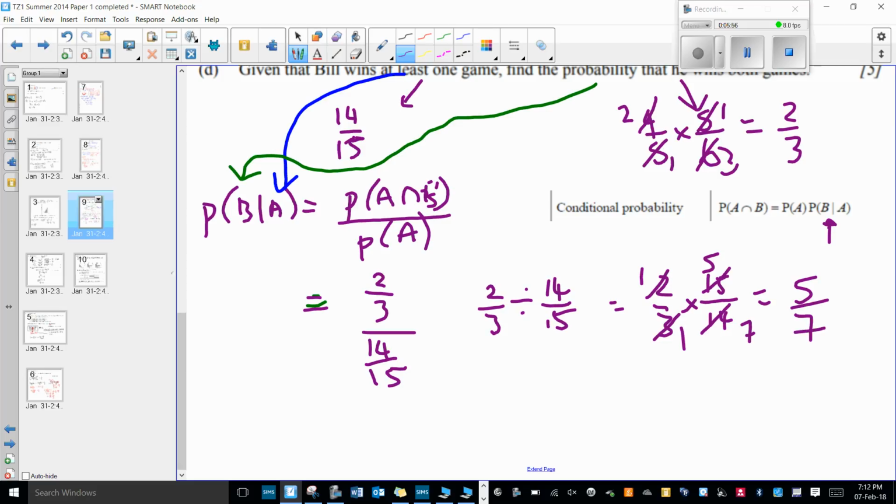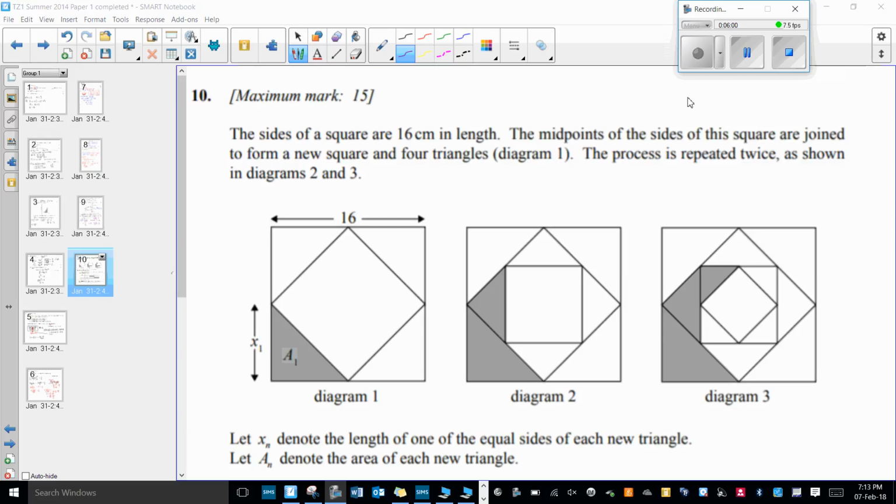Okay, so last question I think it is. To be honest, this isn't a nice one. Let's get going on this though. So the sides of a square are length 16. I'm showing that here. It's a square. Midpoints are joined to form a new square.